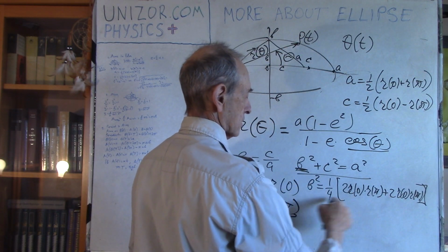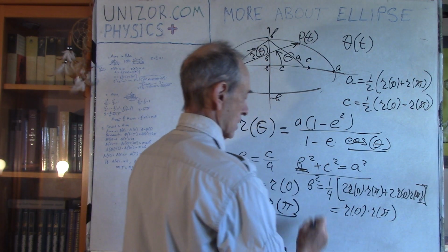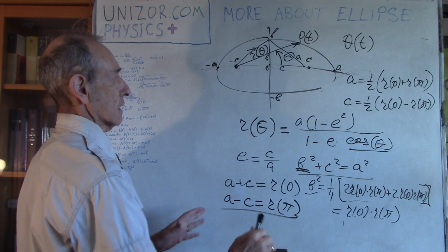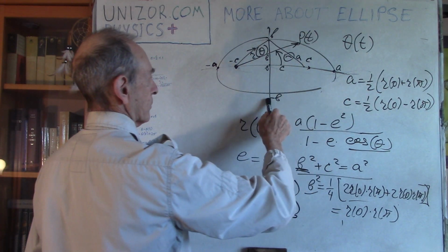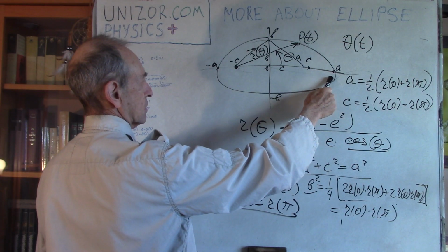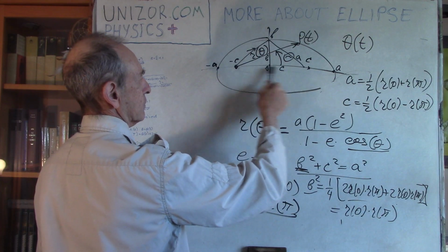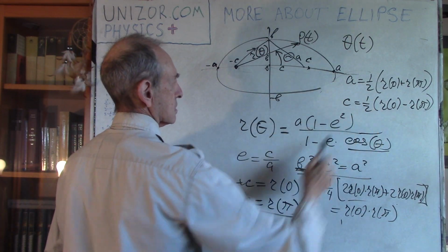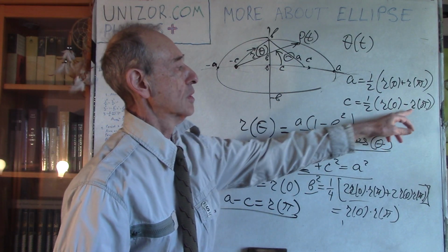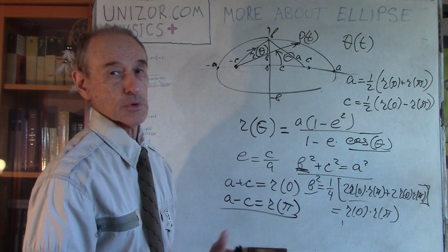So it will be 4 divided by 4, so it will be R of 0 times R of pi. So B is equal to square root of this. So this is basically the end. We have expressed both half of the major axis, which is A, half of the minor axis, which is B, which is square root of this, and also half of the focal distance C, which is this. So all geometrical elements follow from the function which expresses the ellipse in polar coordinates.